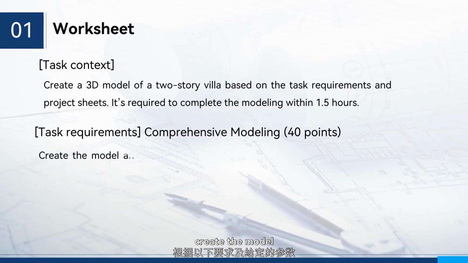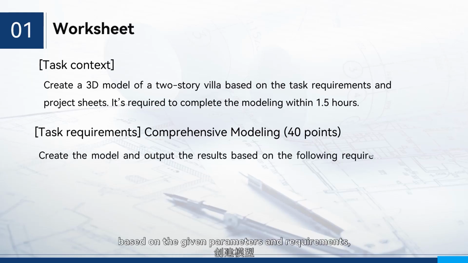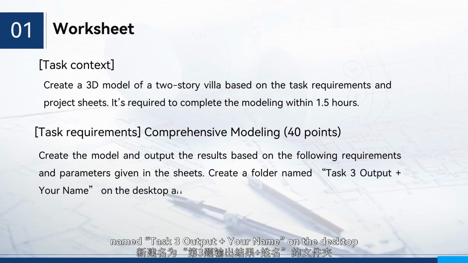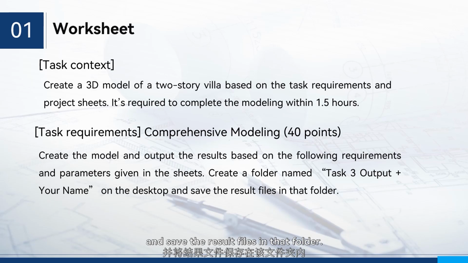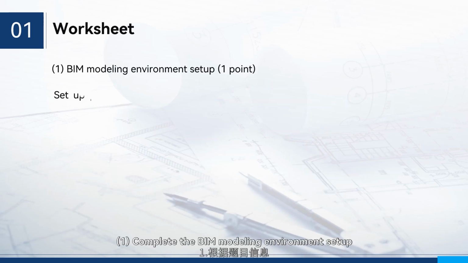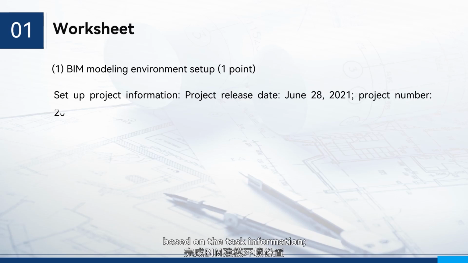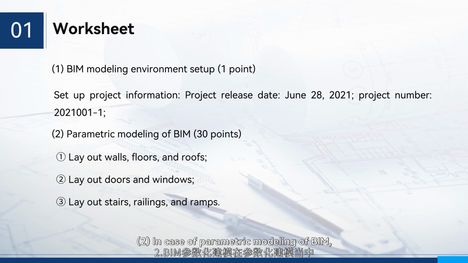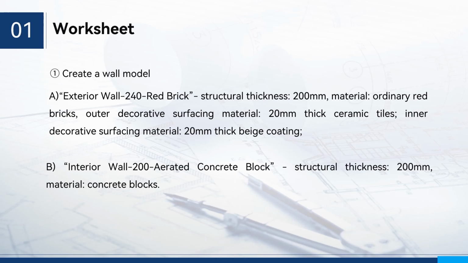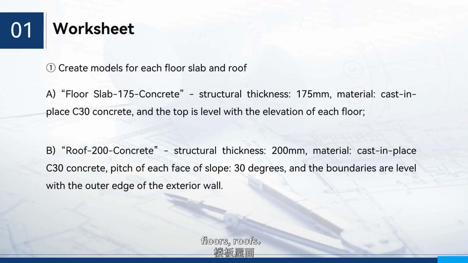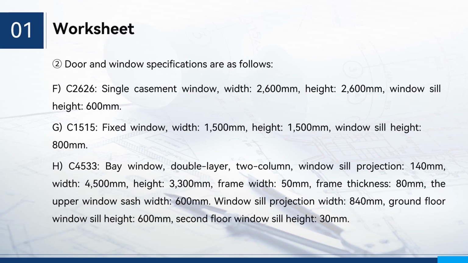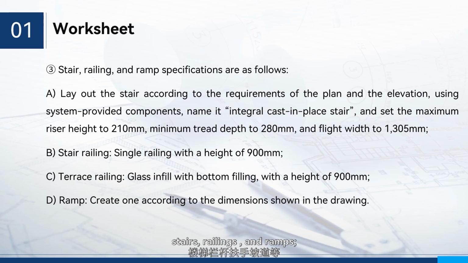Specifically, create the model based on the given parameters and requirements, and output the results. Create a folder named Task 3 Output plus your name on the desktop and save the result files in that folder. 1. Complete the BIM modeling environment setup based on the task information. 2. In case of parametric modeling of BIM, it's required to lay out walls, floors, roofs, doors, windows, stairs, railings, and ramps.